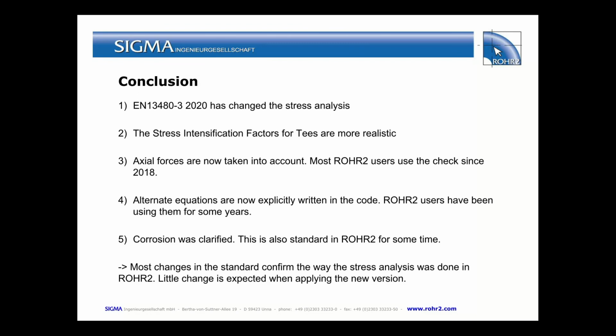So let's come to the conclusion. The new EN 13480 industrial piping in edition 2020 has changed the stress analysis. The stress intensification factors for the T are now more realistic, especially for thick wall thickness branches. The axial forces are now taken into account, and most ROHR2 users have done this check already since the year 2018. The alternative equations are now explicitly written in the stress code, and ROHR2 users have also been using these for some years now. The corrosion was clarified.